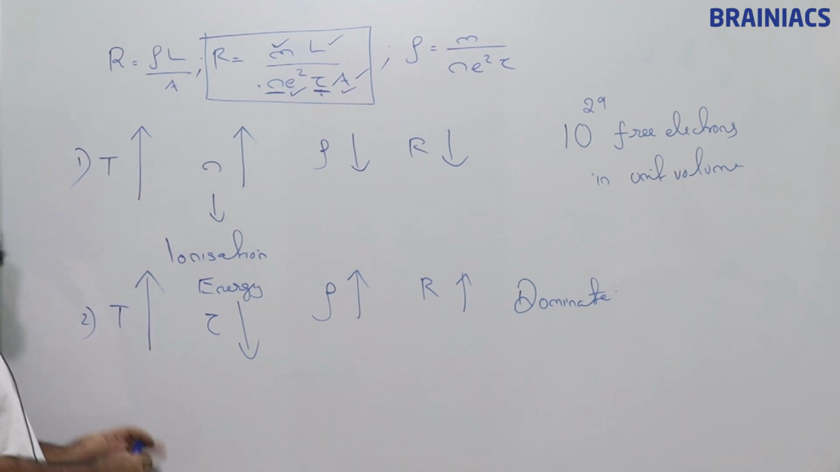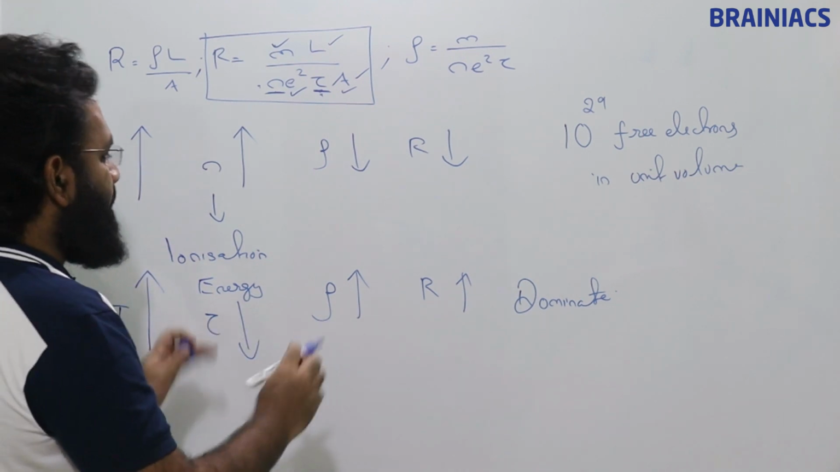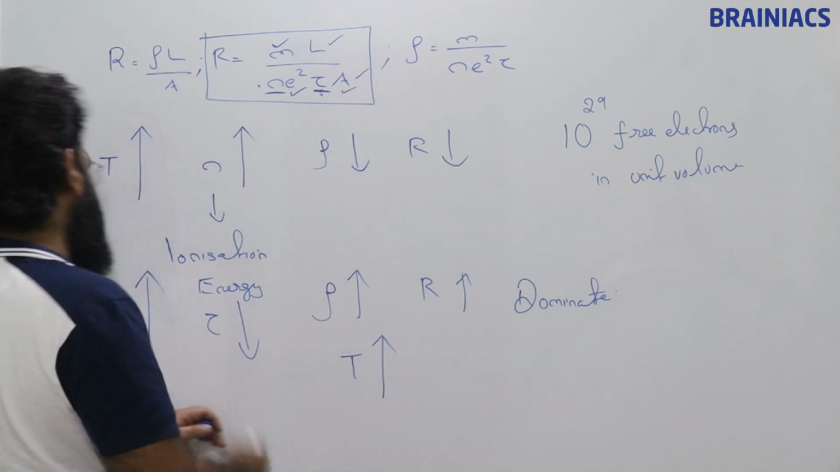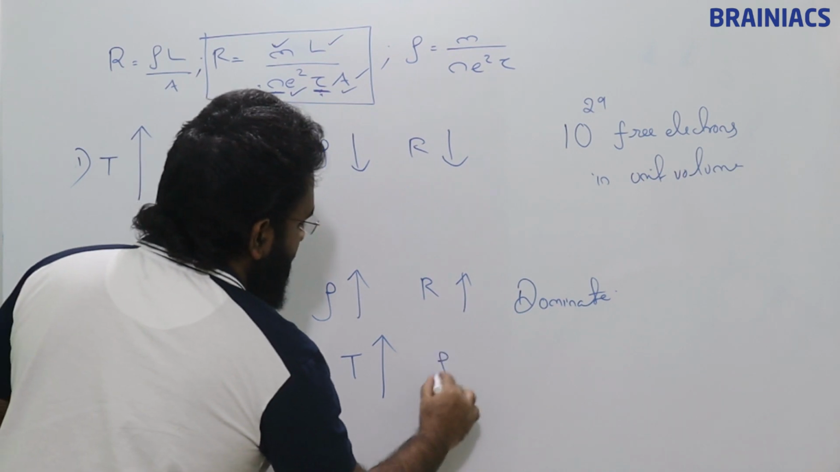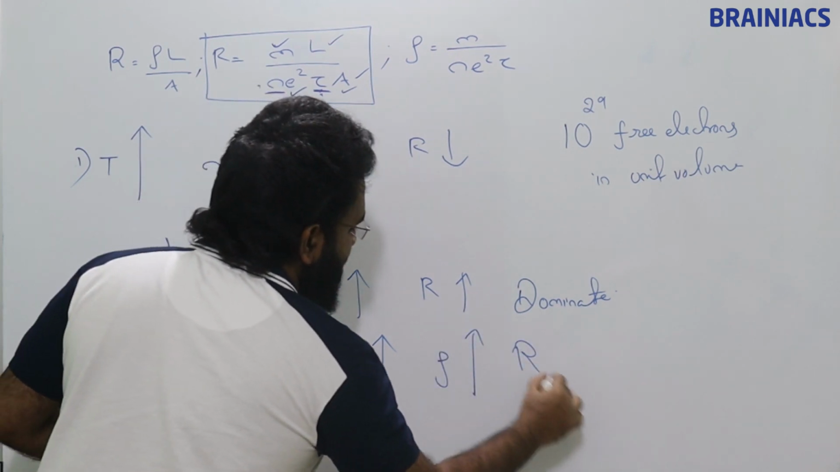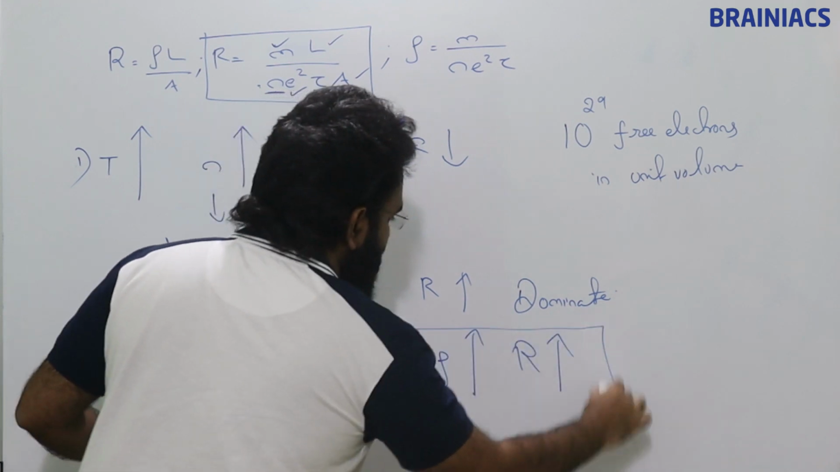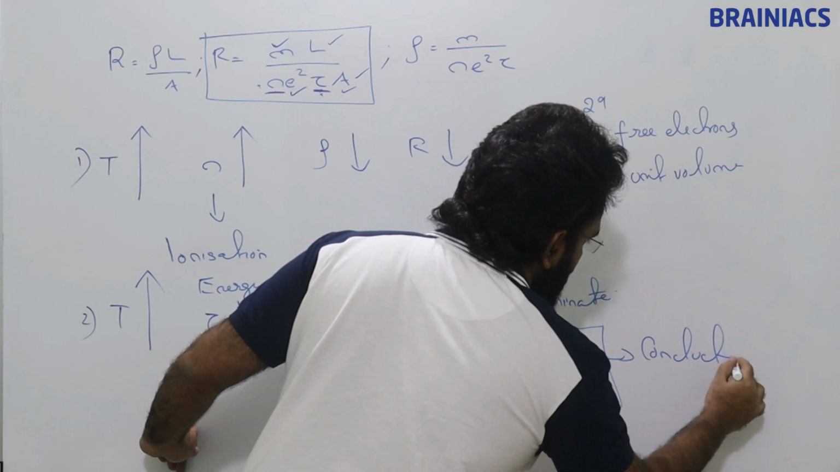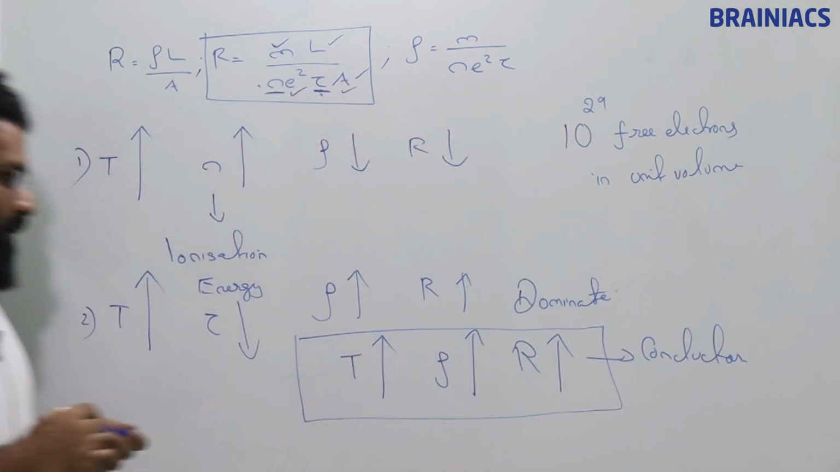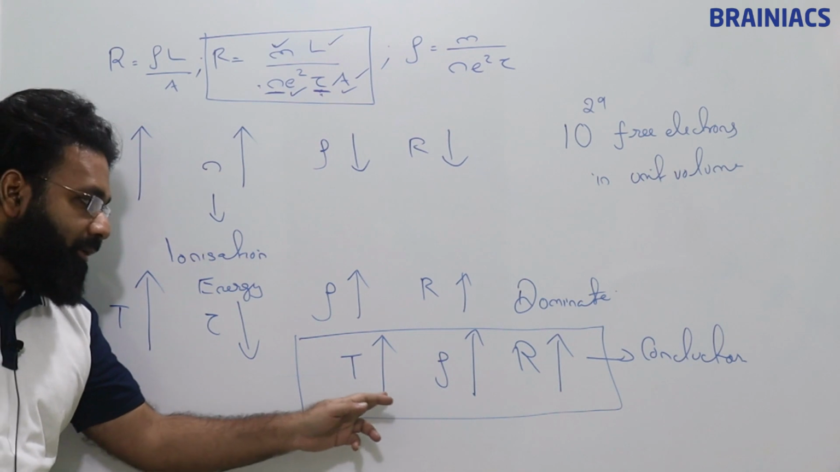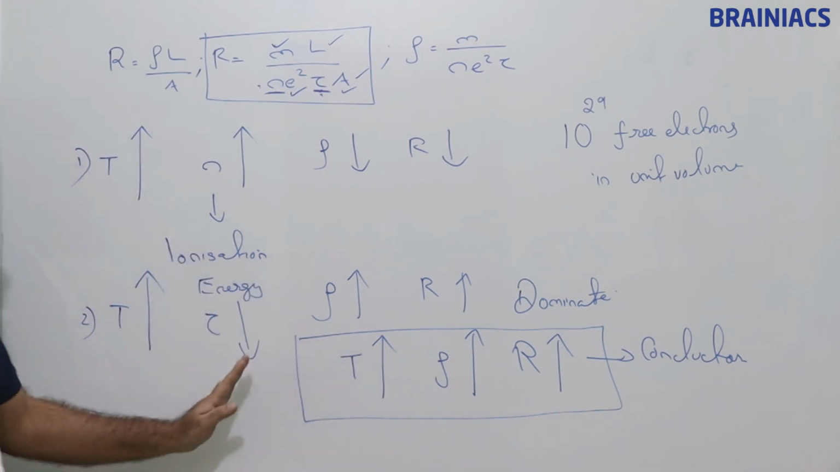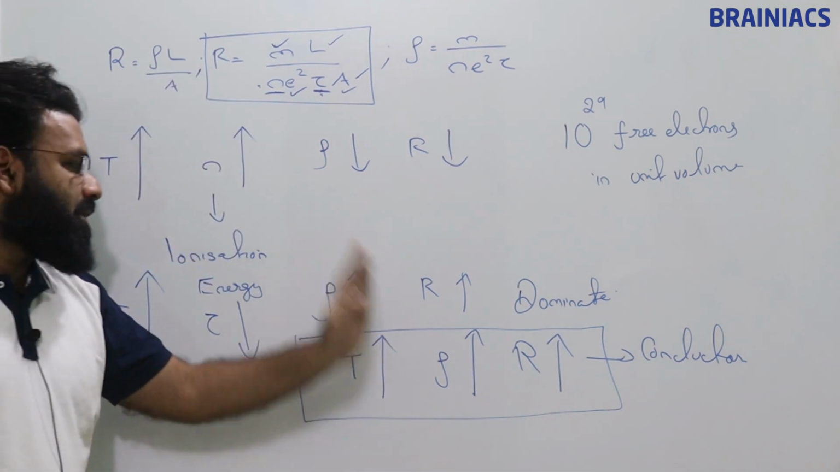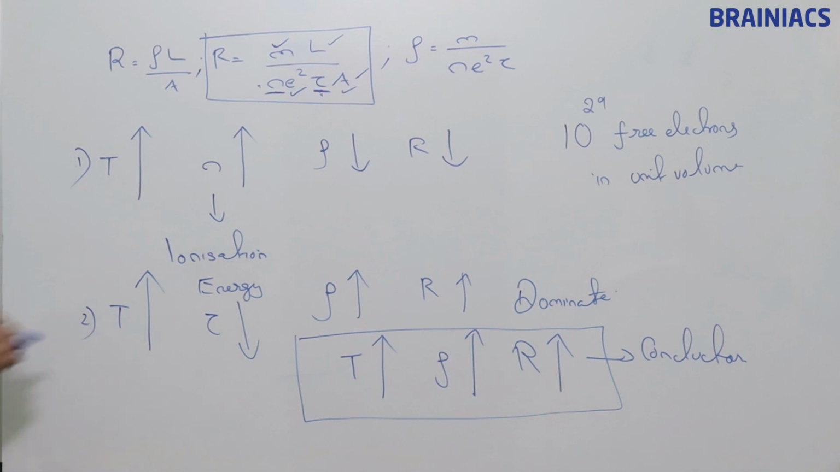This dominates. So overall from here we can understand, when temperature increases, resistivity increases, resistance increases in conductor. Specifically we are studying about conductor in this chapter, resistance and all we study about conductor. So temperature increases, resistivity increases, resistance increases in conductor.